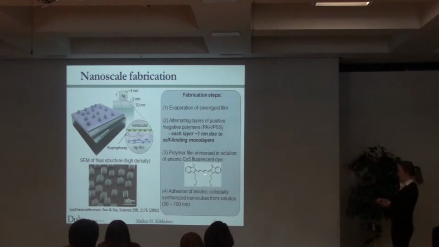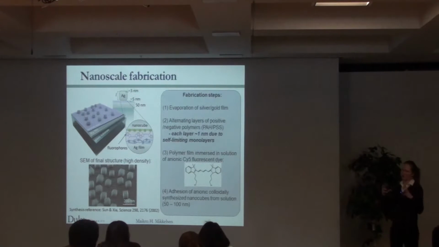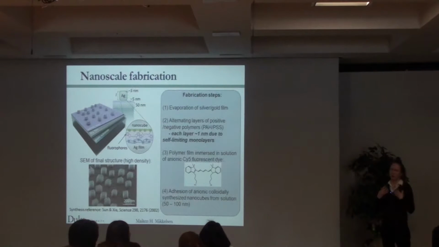And then we can immerse our structure in a solution of fluorescent dye molecules, so we can spin coat quantum dots or whatever active material we like to put down. Then we put down these colloidal quantum dots that are cubes that are 50 to 100 nanometers, and they're slightly charged, so the whole thing is electrostatically adhering, and we wash off anything that's not sticking.